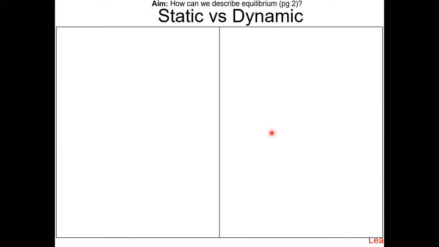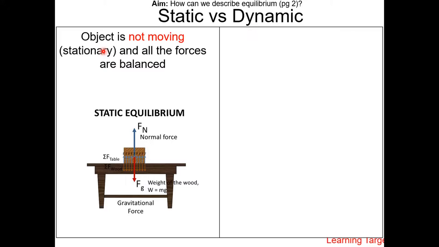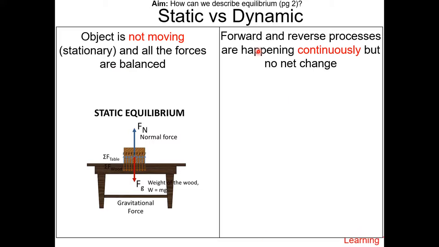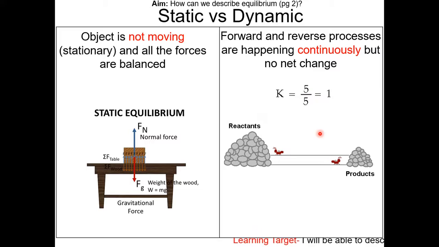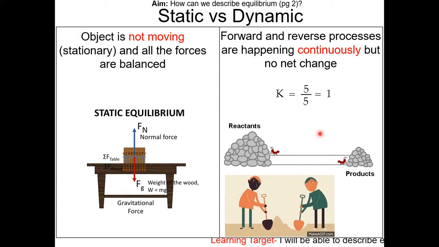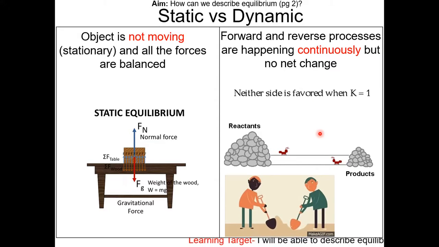There are two types of equilibrium, static and dynamic. Static equilibrium is when the object is not moving and all the forces are balanced. You will learn this in physics. Dynamic equilibrium is when the forward and reverse processes are happening continuously, but there is no net change. Here are some GIFs of dynamic equilibrium. This unit will be focusing on dynamic equilibrium.